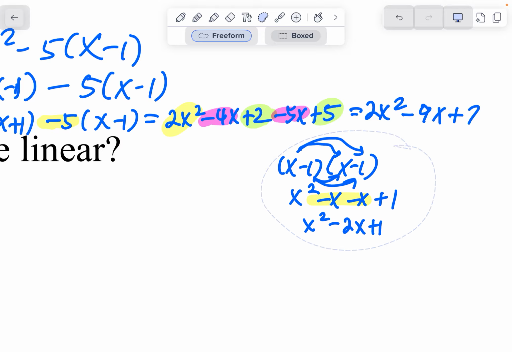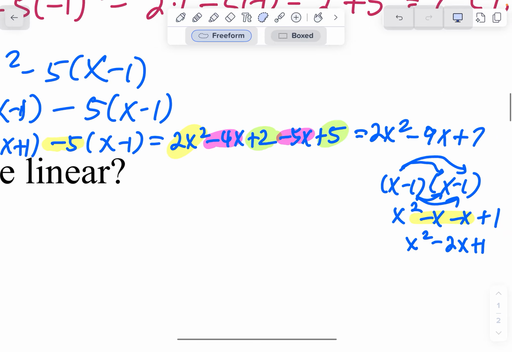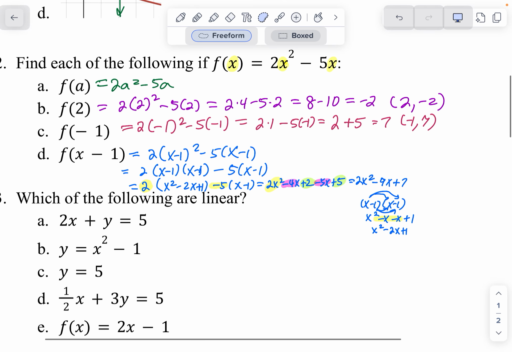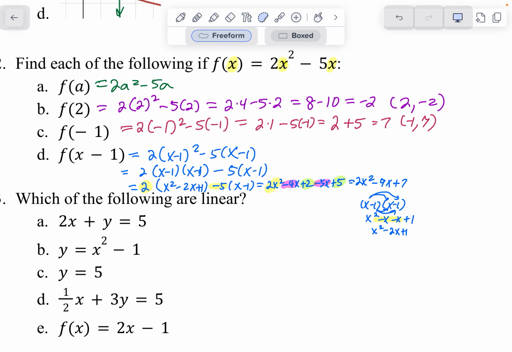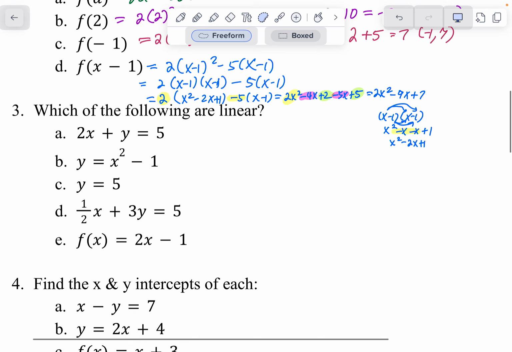Let's go there. Okay. Any questions at all about plugging into a function or how we got that first part? Any questions at all about plugging into that function? Good? Okay. Now, the next section, section 3, asks which of these are linear.